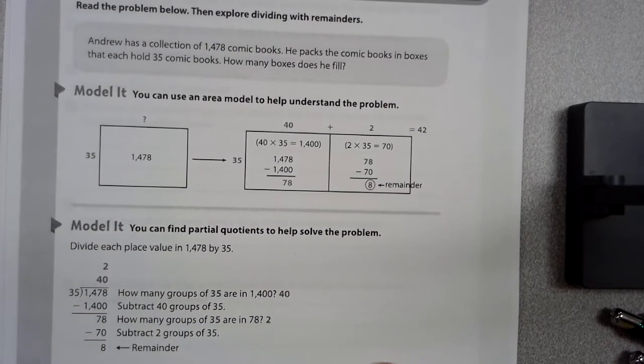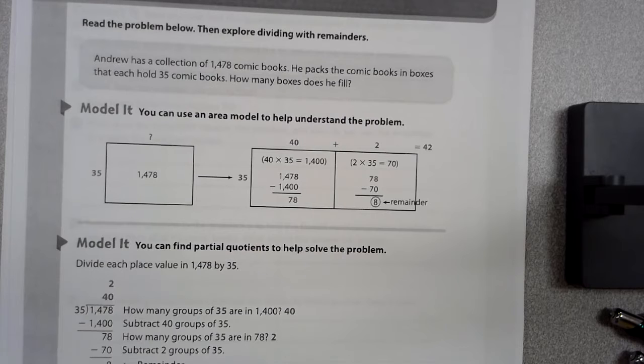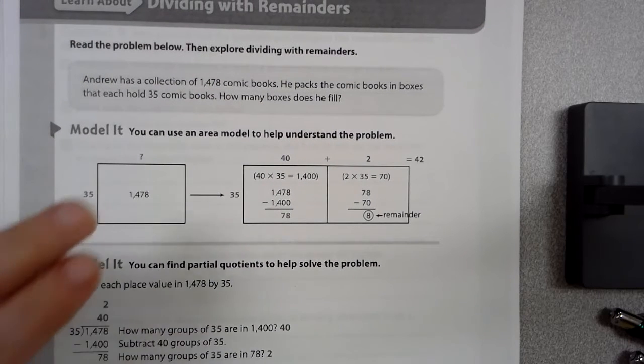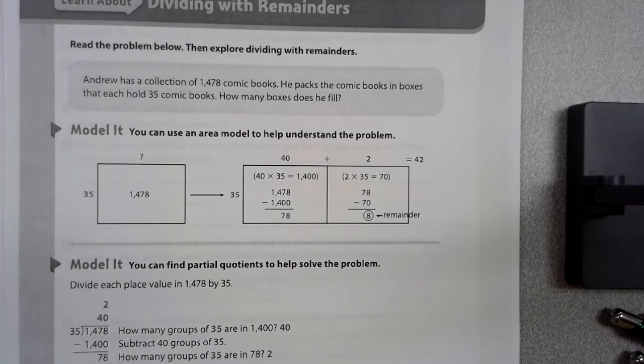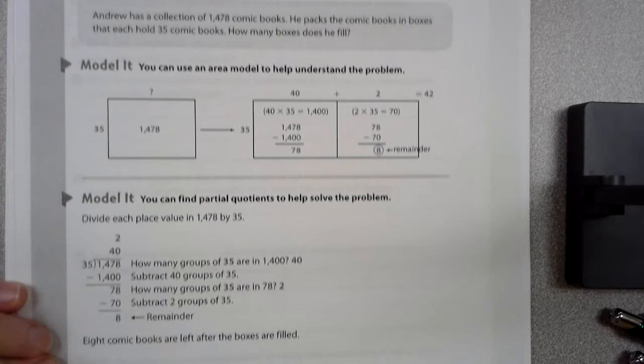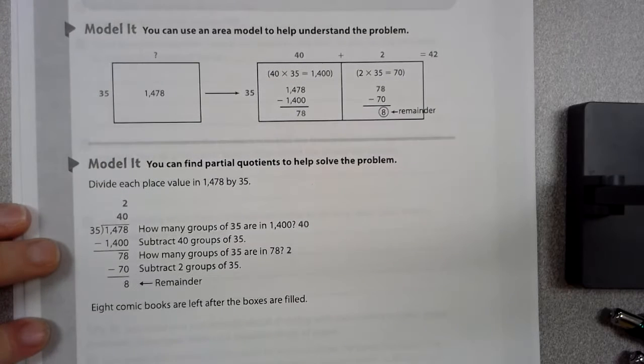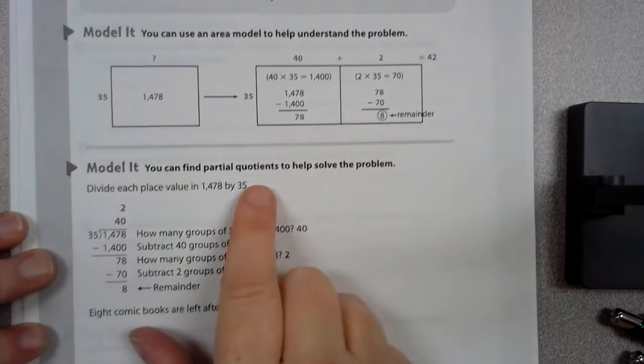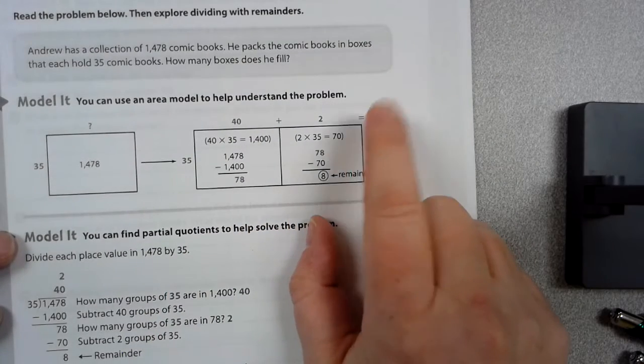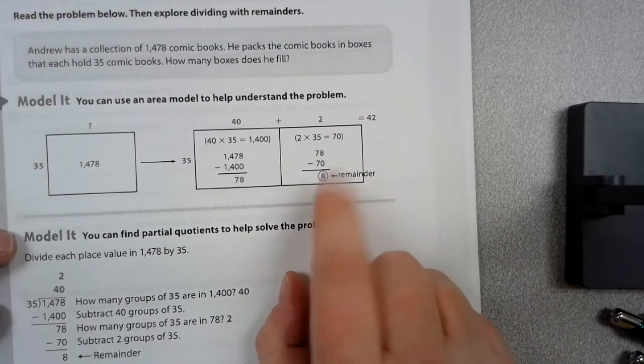Okay, so Andrew has collected 1,478 comic books. He packs the comic books in boxes that hold 35 comic books. How many boxes does he fill? All right, one thing we can do is the area model, which we all love. Or we can do the partial quotients. Neither one of these ways is my favorite, but we still have to work with them. So what happens is it fills up at least 42 boxes and you'll have 8 left over.